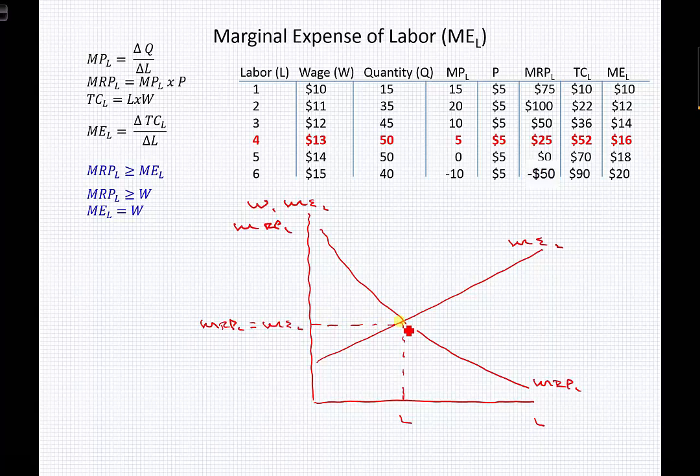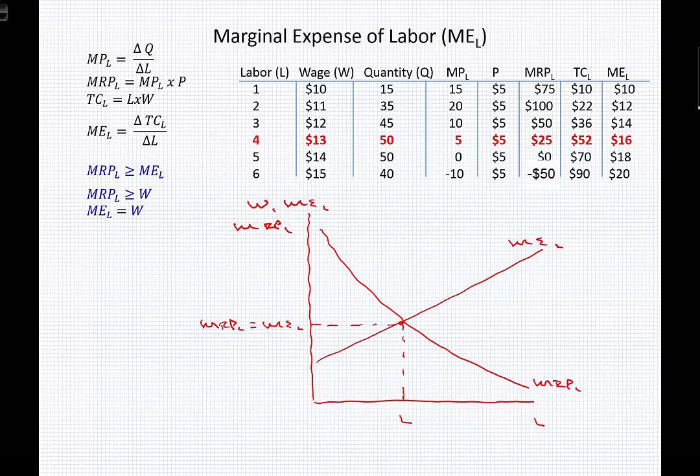And I've tried to get those to match up nicely. They don't look really good there, but I'll let you think that that's matching up with our intersection of ME of L and MRP of L. So we would want to be there. But if we look at our values again, we see that at 4 units of labor, we have a wage of 13. We have a marginal revenue product of labor at 25, a marginal expense of labor at 16. So we're still where the revenue is greater than the cost. That's good. But in this case, we aren't actually hitting this perfectly.